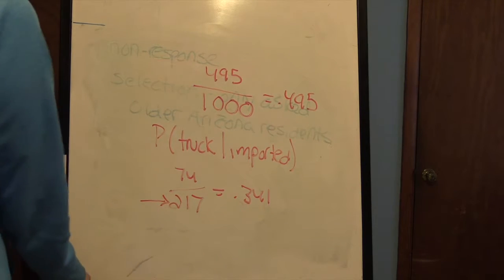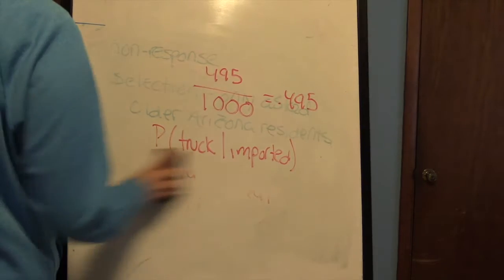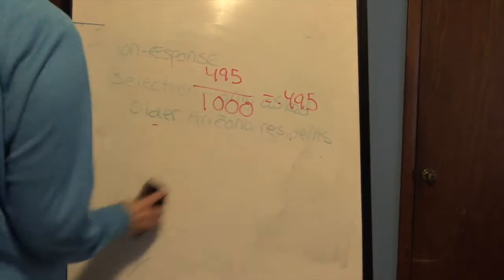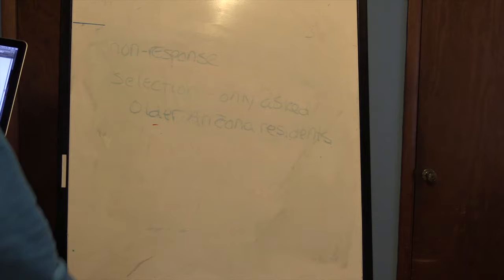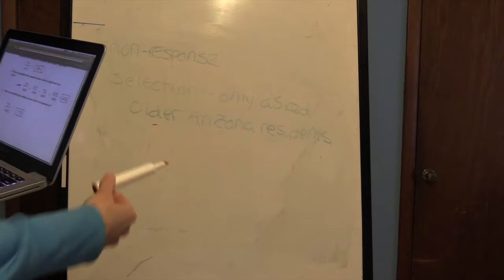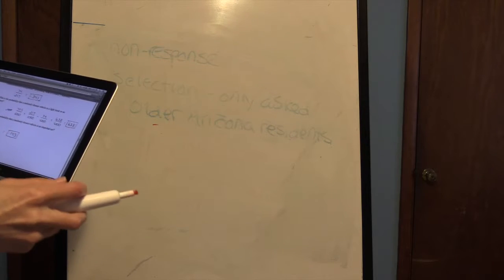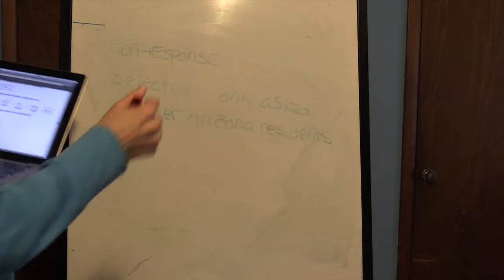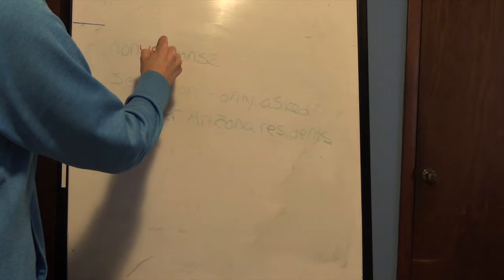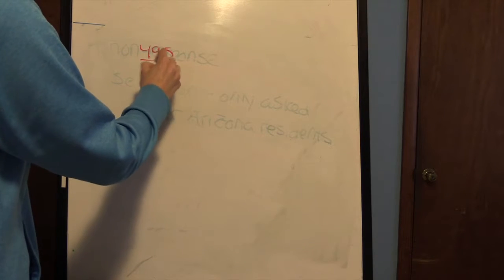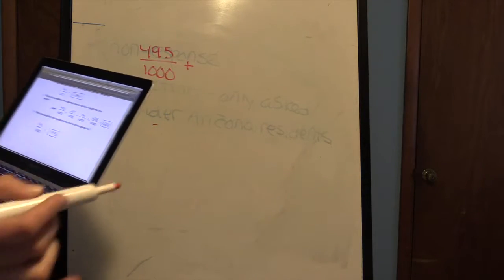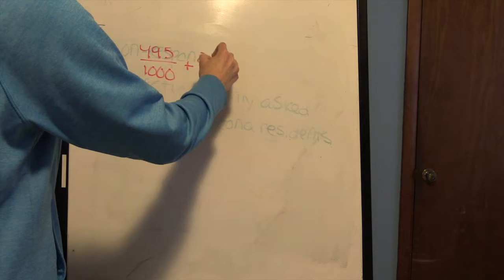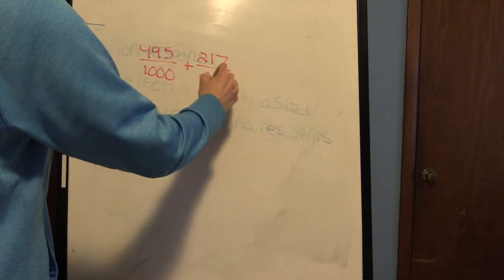So we know that when we see an or, we're adding. But you have to remember that when we're talking about a contingency table, these are all conditional probabilities. So we have an extra step, but let's start. What's the probability something is a truck? So that's the 495 out of 1,000. We're going to add that to the probability something is an import. That's 217 out of 1,000.